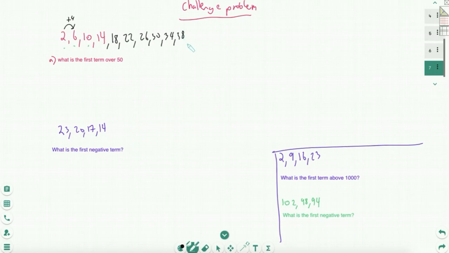Well, this question is not bad. It's just the first term over 50. But imagine we're doing the first term over 500. We're going to have to keep on adding 4 until we finally find a number which is above 500. That'll take us ages. So we're going to find a strategy.